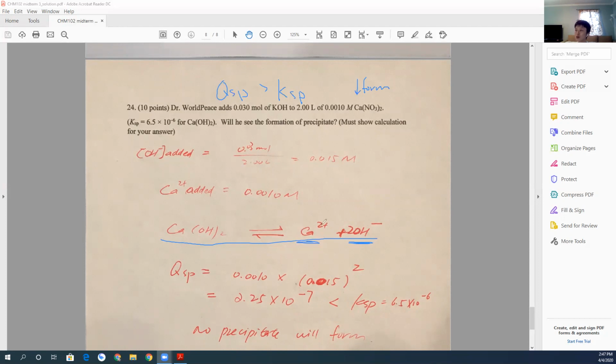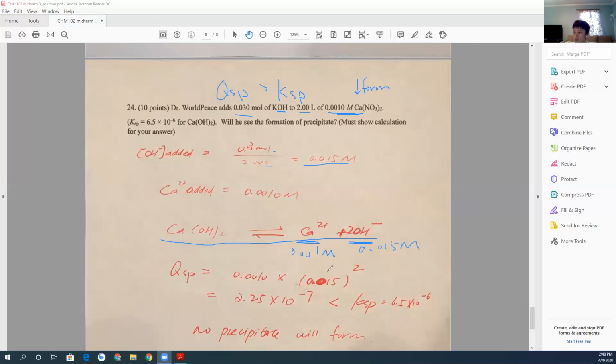To calculate molarity, calcium is already given. It's 0.001 molar, so you don't have to do anything with it. And if you add this potassium hydroxide, in this case, you can just assume it is a solid, so it doesn't change the volume of the solution. So you have the number of moles of the hydroxide, and you have the volume. So the concentration of hydroxide will be moles divided by the volume. That's 0.015 molar, the hydroxide concentration.